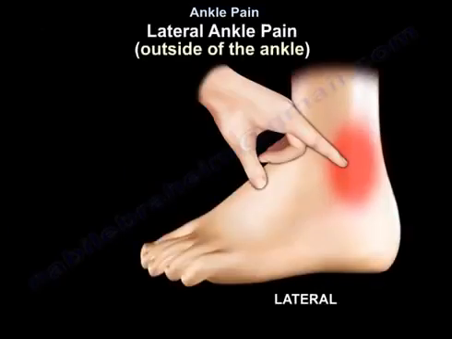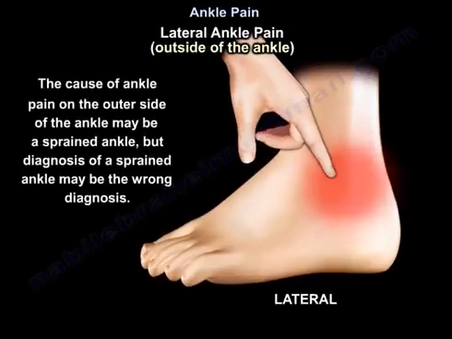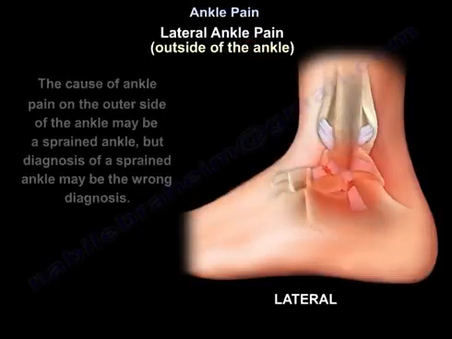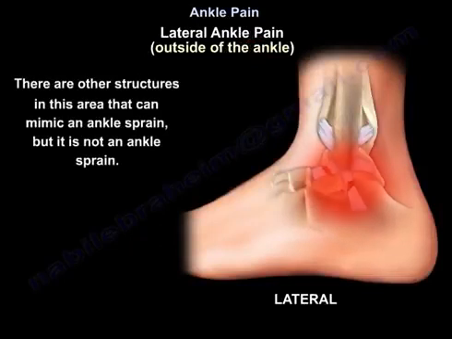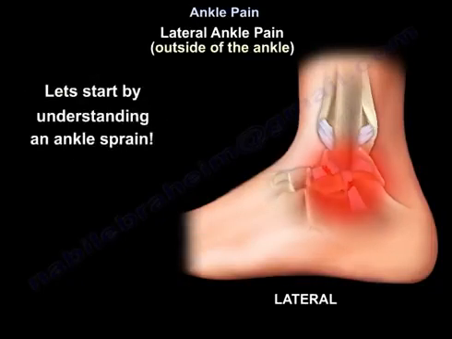Causes of ankle pain on the outer side of the ankle, the lateral side. The cause of ankle pain on the outer side of the ankle may be a sprained ankle, but the diagnosis of a sprained ankle may be the wrong diagnosis. There are other structures in this area that can mimic an ankle sprain, but it is not an ankle sprain. So let's start by understanding an ankle sprain.